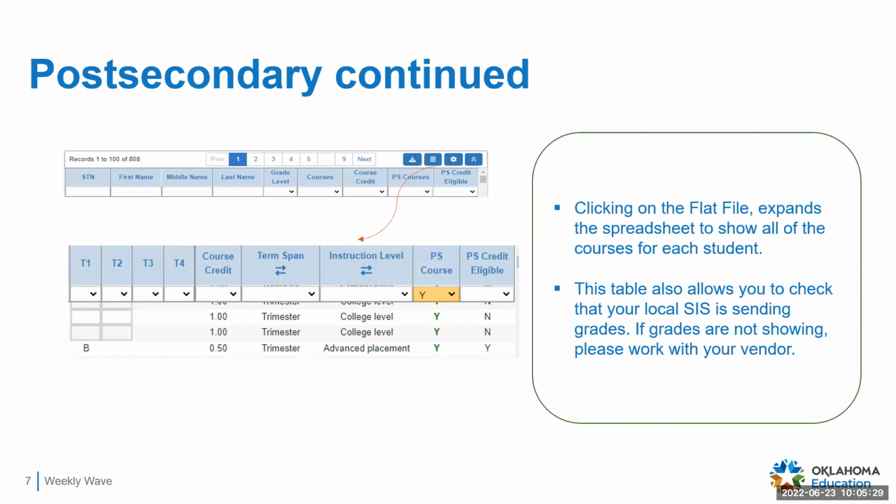Clicking the flat file will expand the spreadsheet to show all the courses for each student. This will allow you to check that your local SIS is actually sending us grades. And if it's not, you need to contact your vendor. So please be sure you're checking that, because both medical exemption and post-secondary are wrapping up next Thursday.